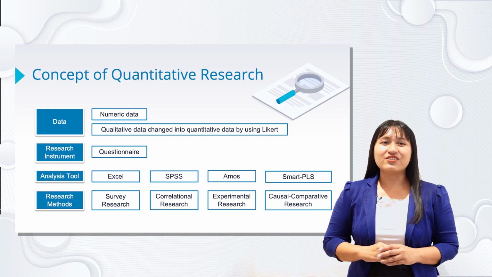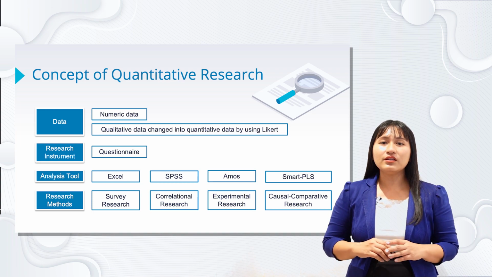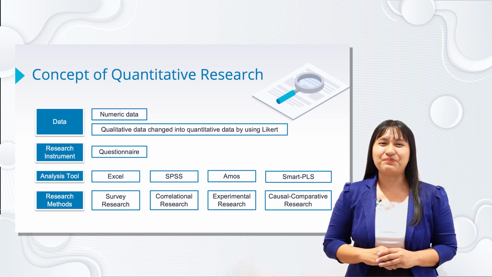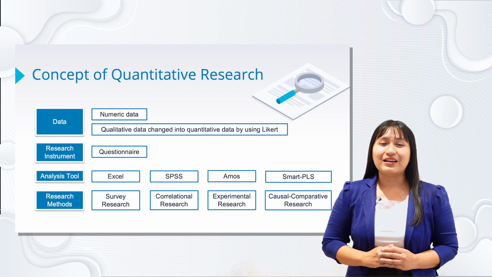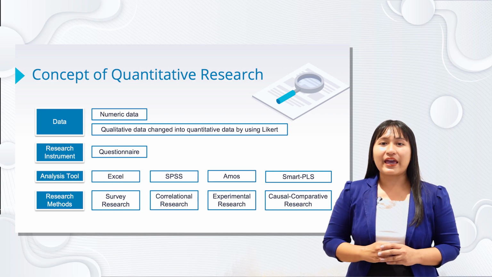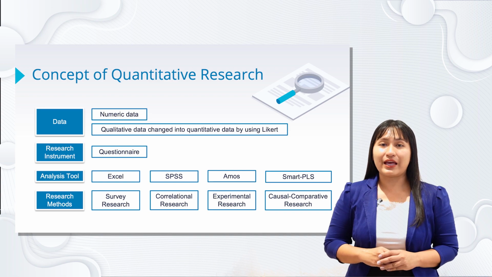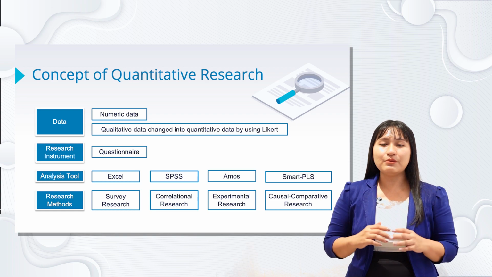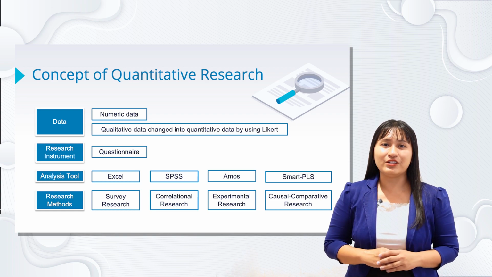And the second thing is the research instruments. To collect the data, we need questionnaires. In qualitative research, we usually call it the question guideline, but in quantitative research, we call it questionnaires. And after gaining the data, we can use some tools to analyze the data. One of them is Excel. This is a very simple one. And we can also use SPSS, AMOS, and also Smart PLS. But in this learning, we are going to learn more deeply about SPSS in another video.